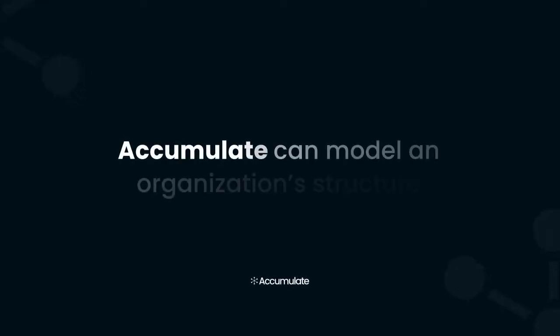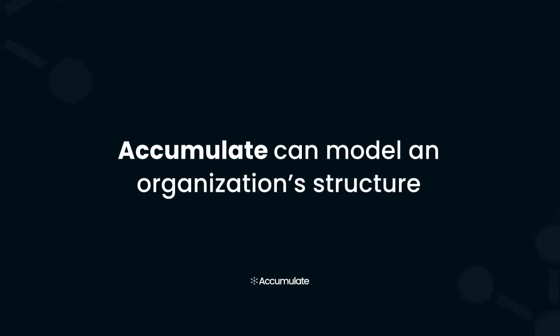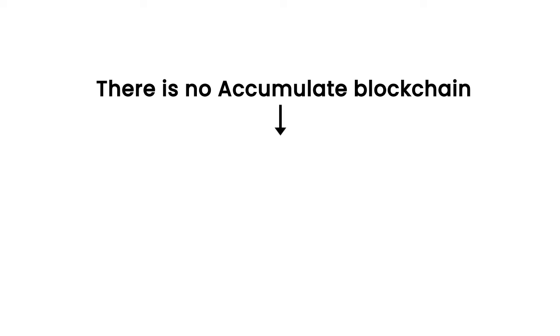An organization's structure can be modeled as an interactive and dynamic hierarchy of identities. For example, a large company may have branches, departments, employees, and clients whose tasks may change over time. These hierarchies are difficult to reproduce on the frameworks of most blockchains because they are organized around transactions and constrained by blocks. There is no Accumulate blockchain per se.